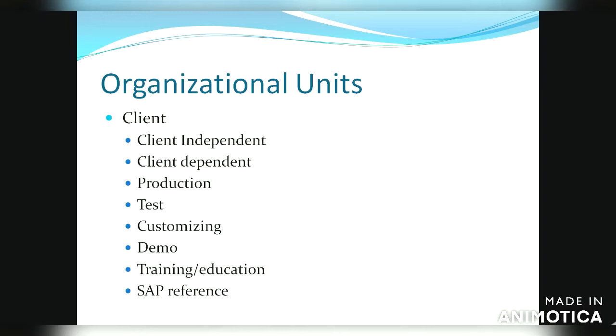Client 001 is a copy of client 000. In client 000, the administrators, meaning the basis team, will work for maintenance and patch work. Every time we hear about these patches getting upgraded to SAP. All these administrators will work on client 000, and only those administrators will have access to client 000.